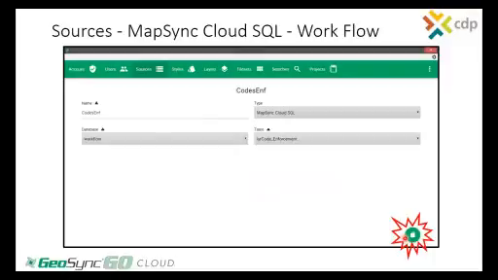So if you have a GeoSync Go workflow, for the type, you would select MapSync Cloud SQL. For the database list, you would select workflow. We want to access our workflow database.